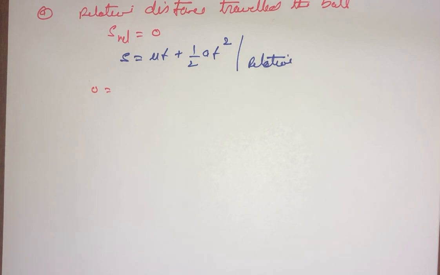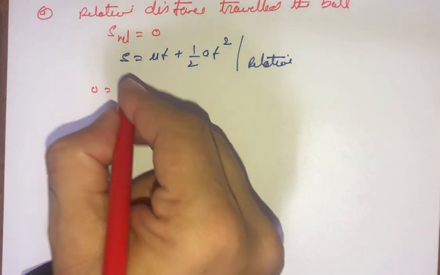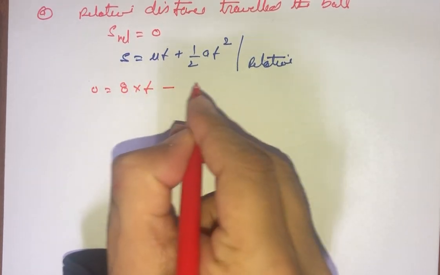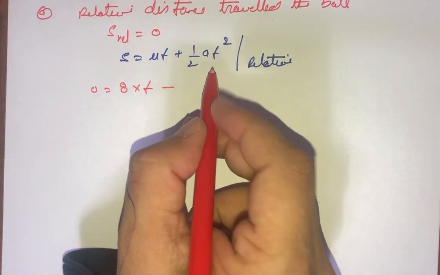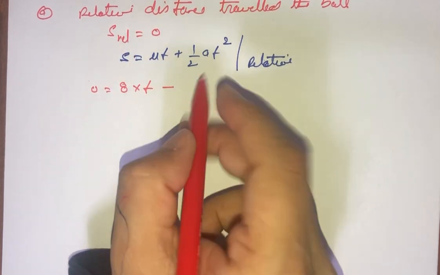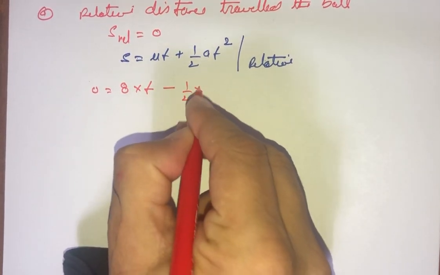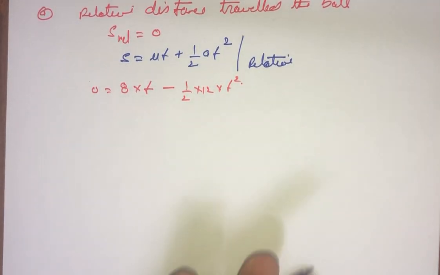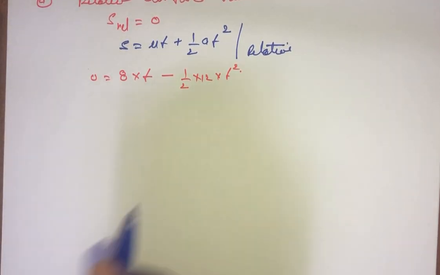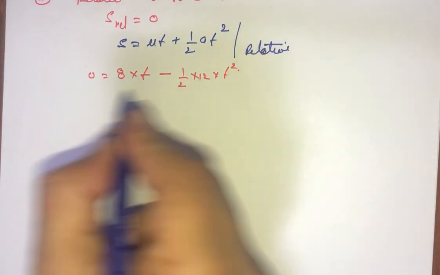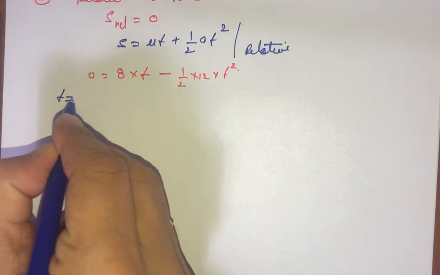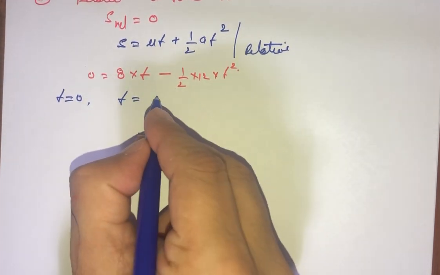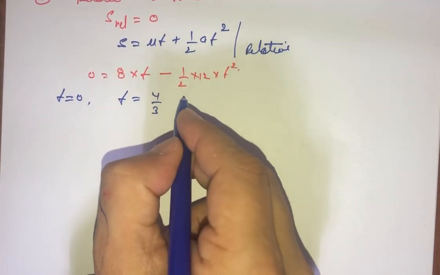U relative is 8, and we have time t. Acceleration is 12, which we already found out, that is relative. So 0 equals 8t minus 1/2 into 12 into t square, and from here we can get two values of t. t is equal to 0, or t will be equal to 4/3 seconds.